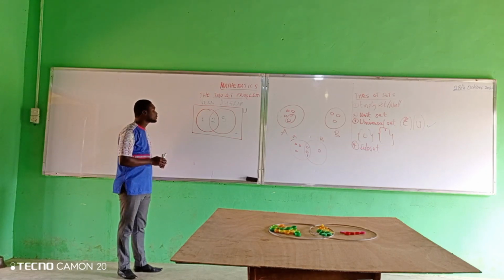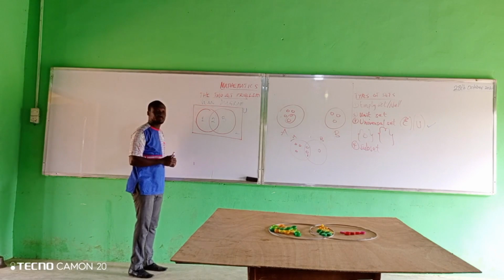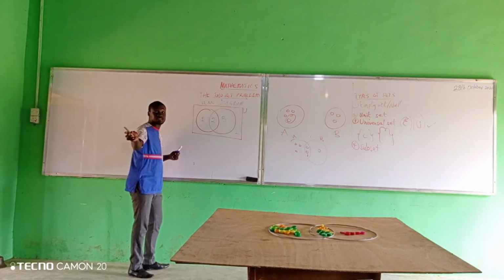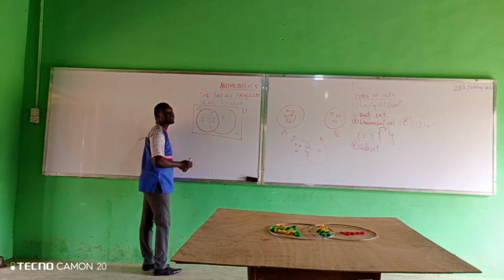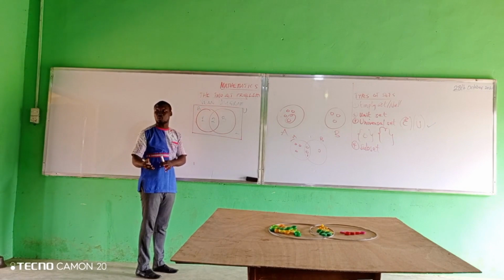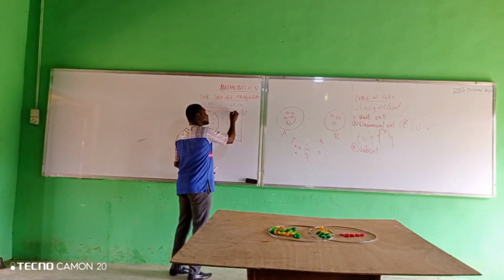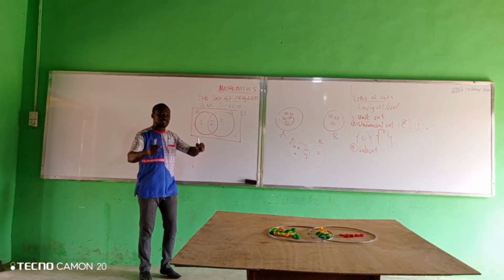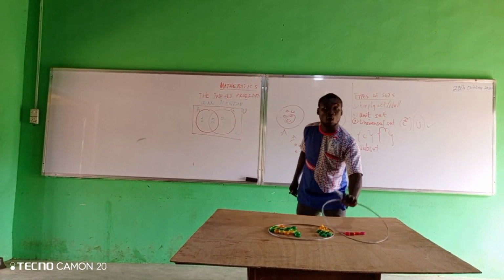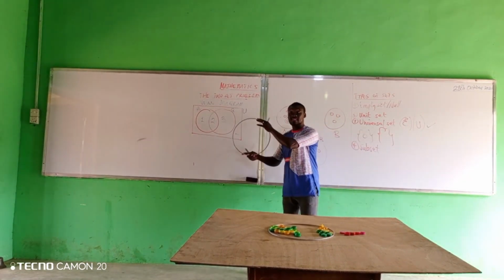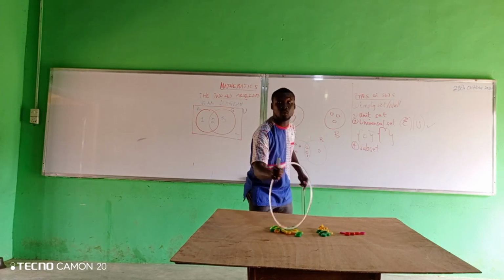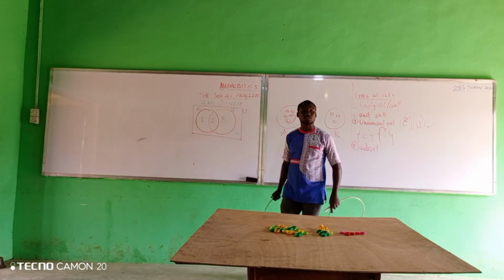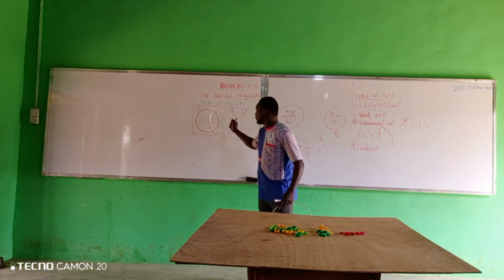Now, let's say this is a group of boys, so B, and this one a group of girls, say G. So we have represented the set of boys with B, and the set of girls with G. Can we continue? Yes. Now let's look at something. Let's look at region 1.